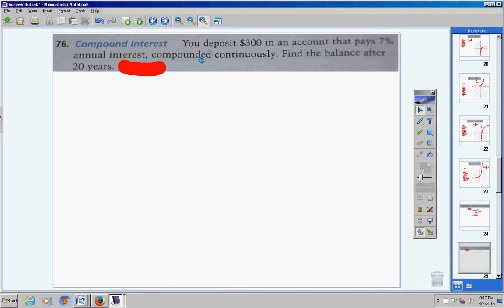You deposit $300 in an account that pays 7% annual interest compounded continuously, find the balance after 20 years. All right. Same problem all over. They give me my principal, I deposit $300. My rate is 0.07. And my time is 20. There we go. And A.